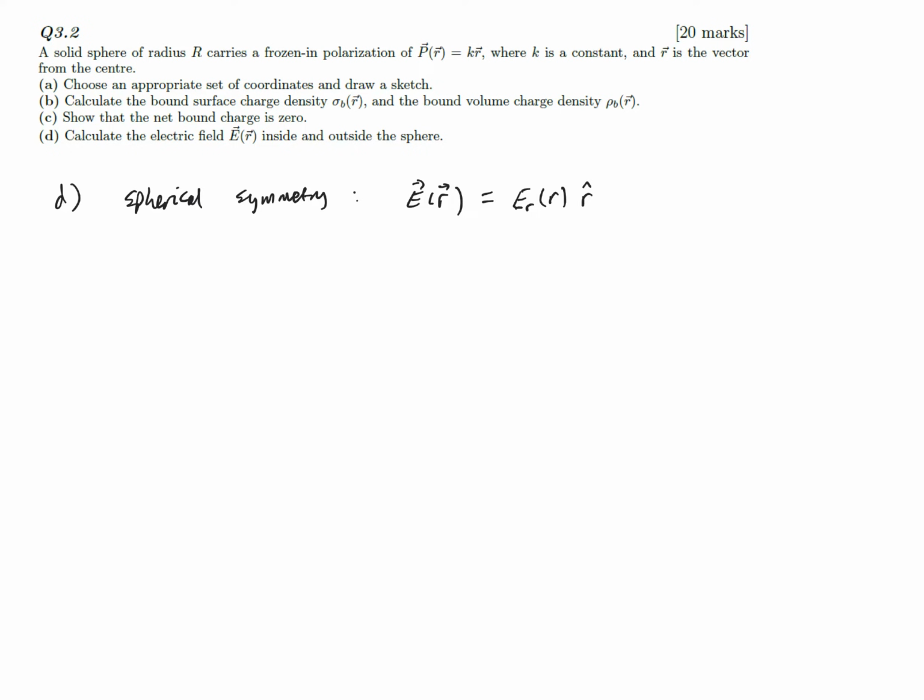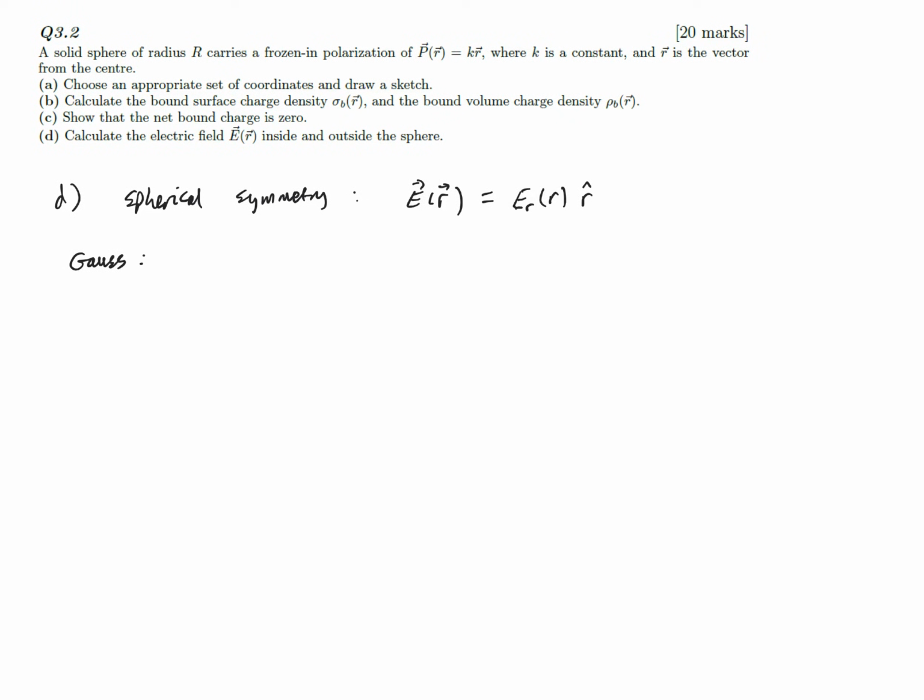We're saying the direction of the electric field is radial. Only that component counts in the vector field. And furthermore, the magnitude of the radial component of the electric field only depends on the radius. It doesn't depend on theta or phi in spherical coordinates either. So how are we going to extract this electric field? Well, we're going to use Gauss's law.